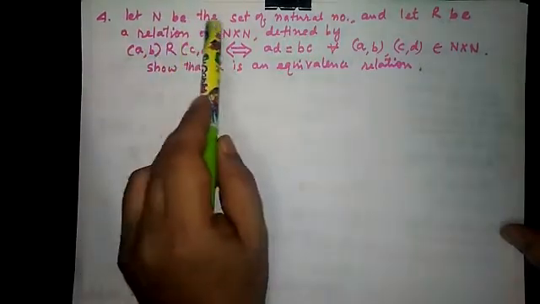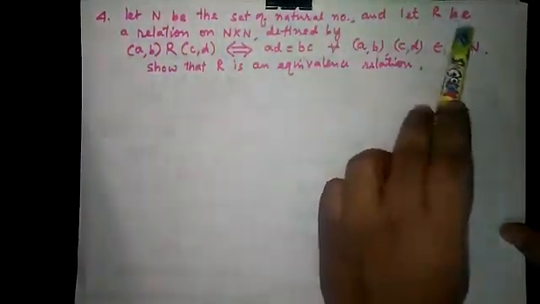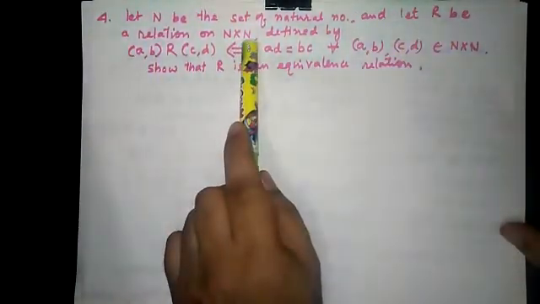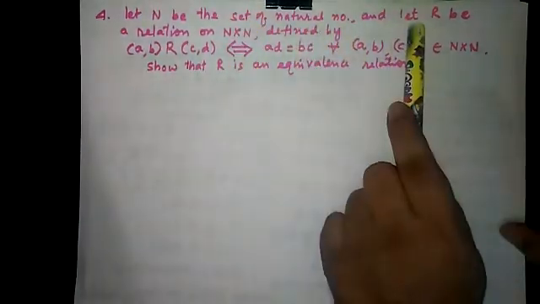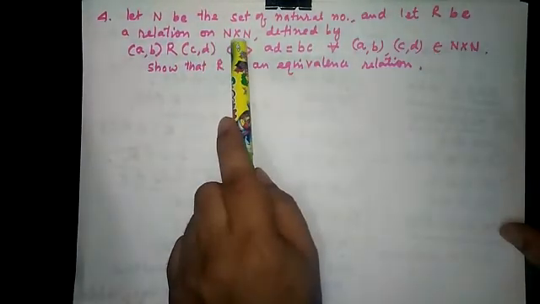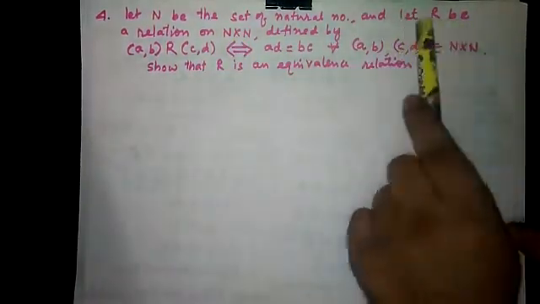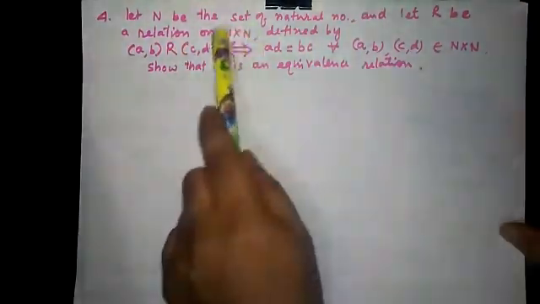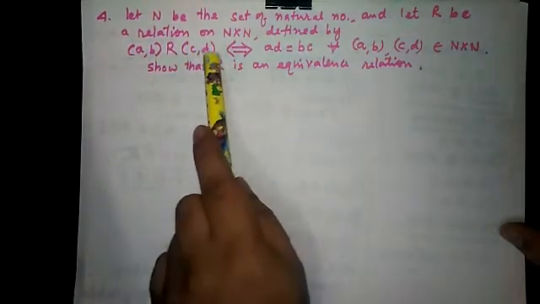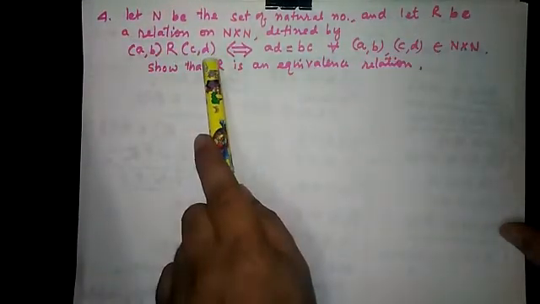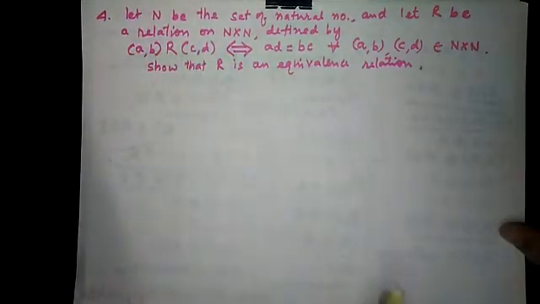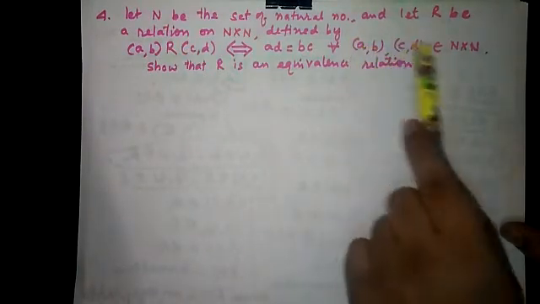Let N be the set of natural numbers and let R be a relation on N cross N. Earlier we used to have R as a relation defined on N, or a set of integers. This time we are defining the relation R on N cross N, defined by (A,B) related to (C,D), ordered pair AB related to ordered pair CD, if and only if A into D equals B into C, for all ordered pairs (A,B) and (C,D) belonging to N cross N.